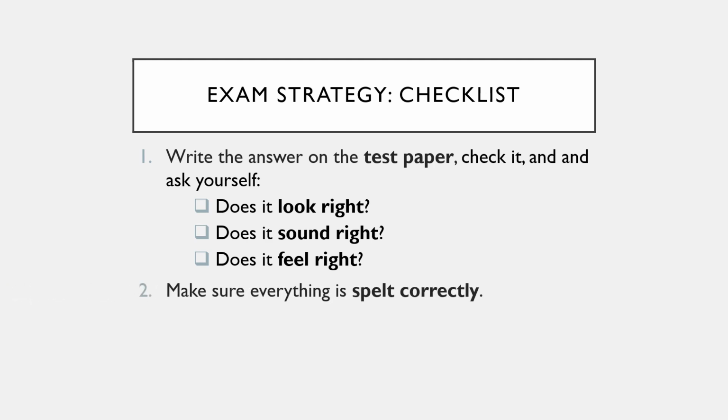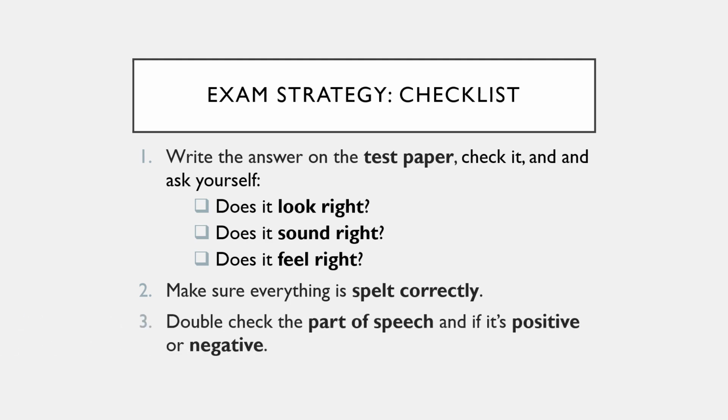Then look again at what you've written. Is it spelt correctly? Remember, you need to spell the word completely correctly to get the mark. Then check again that your answer is the right part of speech for the sentence and check whether it makes sense in context. Does it need to be negative, for example? So if after all this you're happy with your answer, now you can write your answer on the answer sheet.